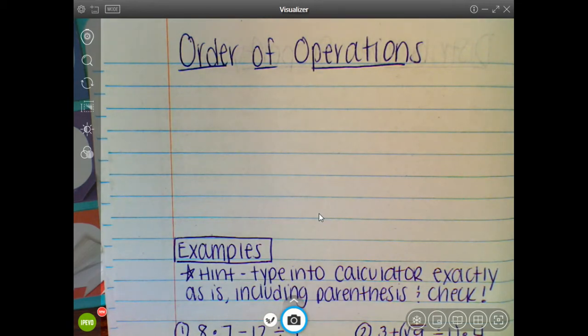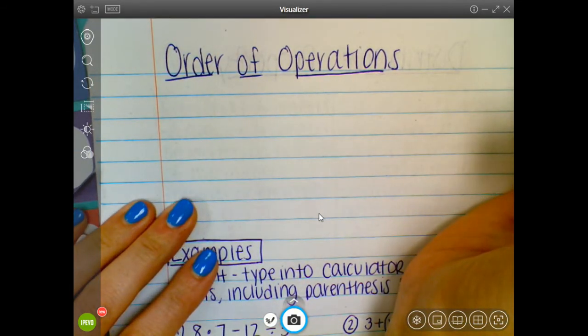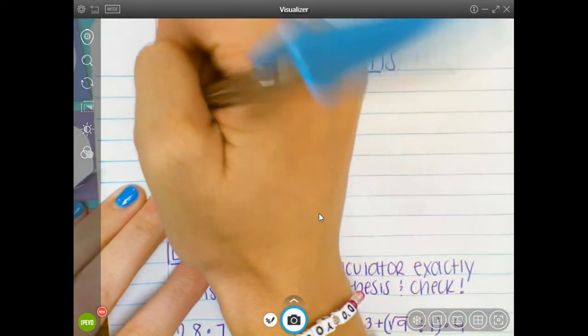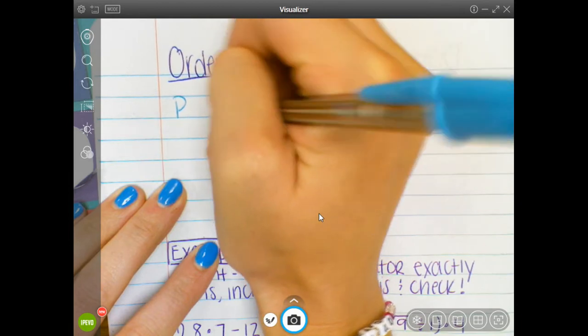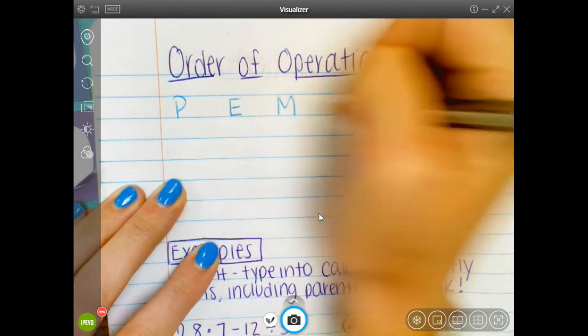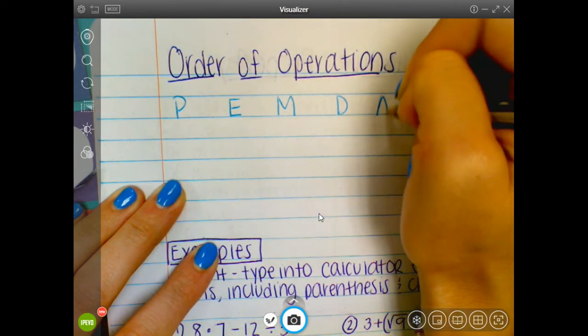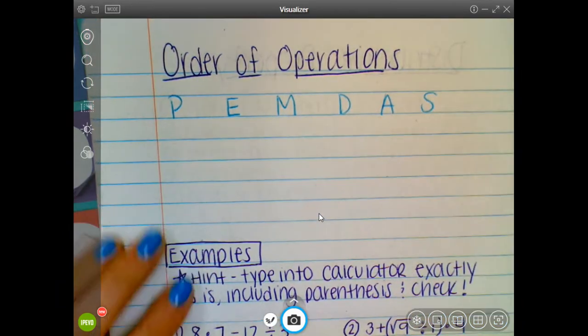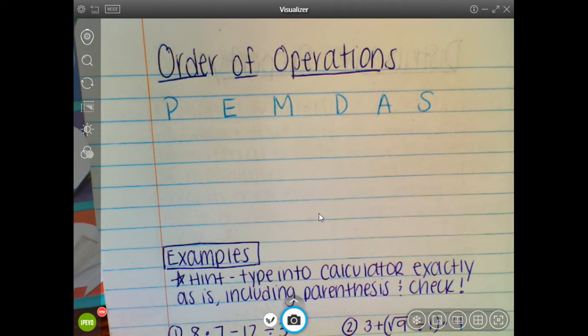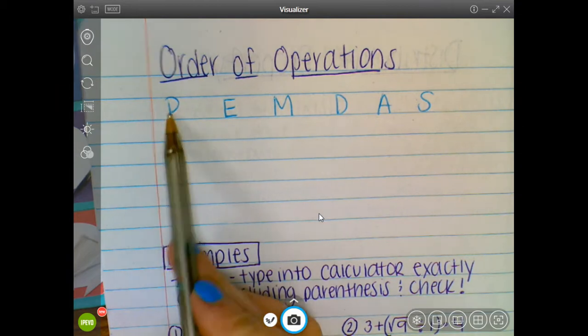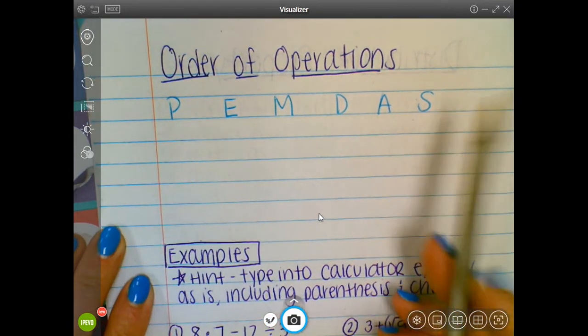Okay, today we're going to talk about order of operations and we're going to solve a couple practice problems. So order of operations you should be familiar with, but there is a little word that we use to remember it. PEMDAS. Hopefully you're like, yeah, I know that. Okay, and this is the order that we go. So we always start here and we always end here.